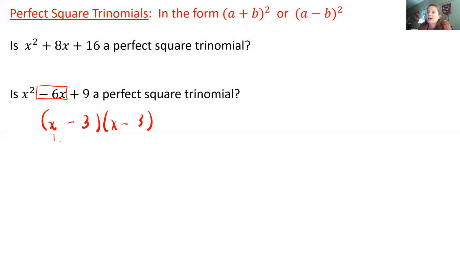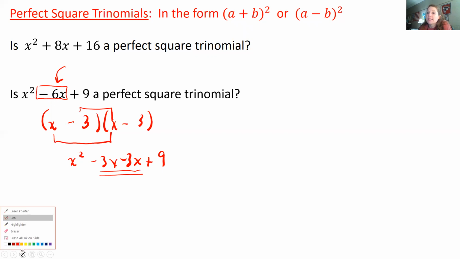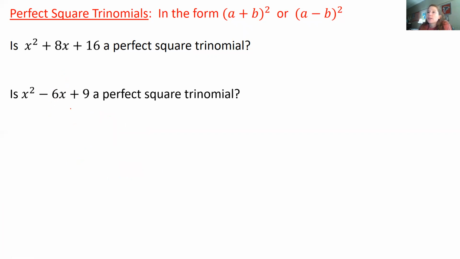So let's see it. If I FOIL it, I get x squared. X times negative 3 is negative 3x. Negative 3x. Negative 3 times negative 3 is 9. So when we combine those two middle terms, we get that one. So yes, the second one is a perfect square trinomial because that is what we got. X minus 3 squared is x squared minus 6x plus 9.